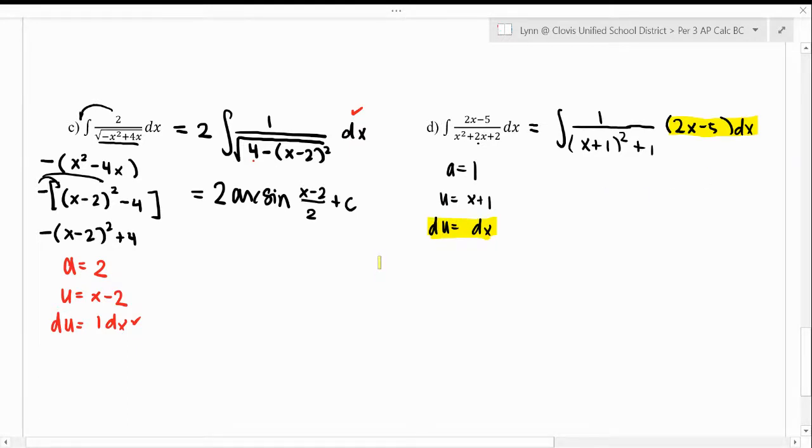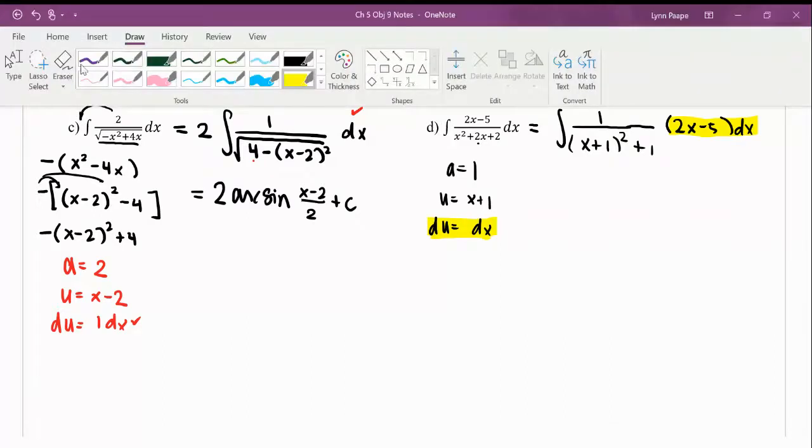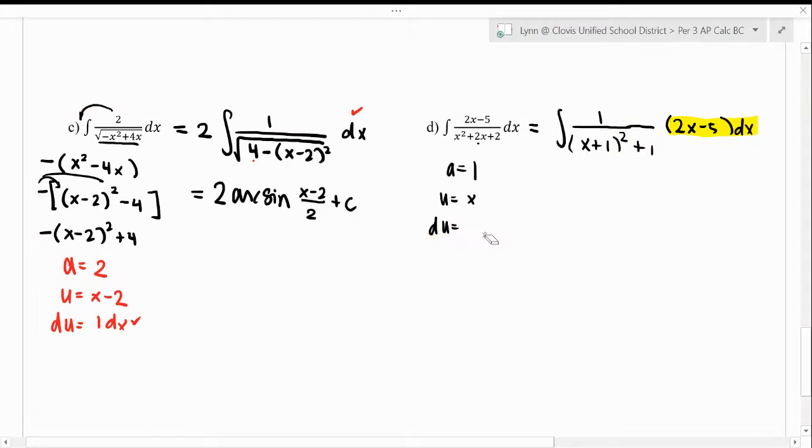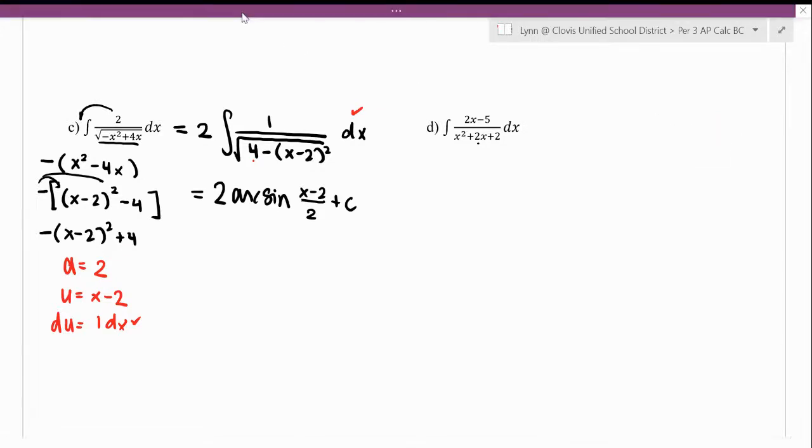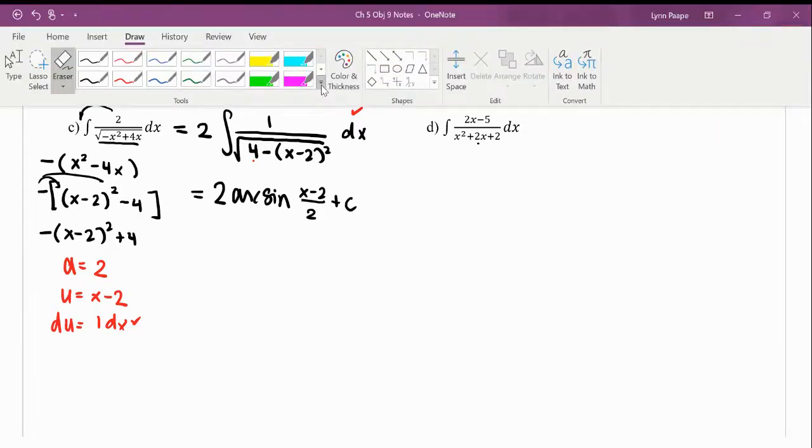That's a big uh-oh, because how do I turn this here into 2x minus 5 dx? I can't. That is not going to happen. There's no way for that to happen. I cannot make that happen. So I have to rethink what I'm going to do here, because that just isn't going to work. I have a 2x minus 5, and that's very suspicious.